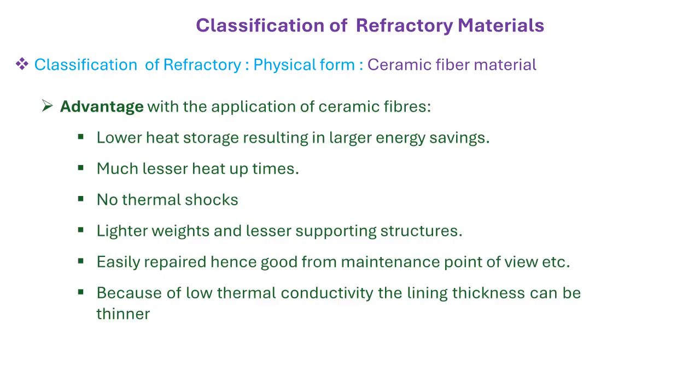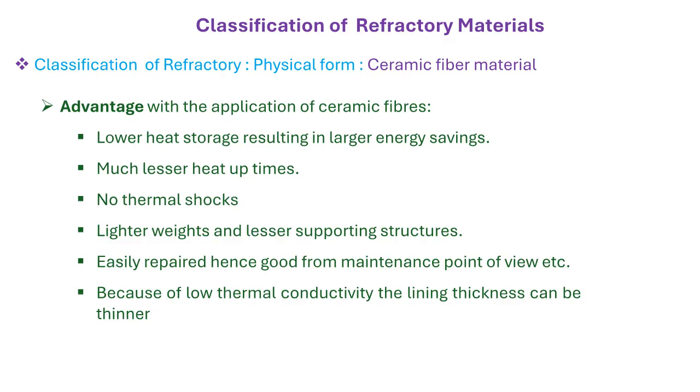First advantage: lower heat storage. Ceramic fibers don't hold as much heat as dense refractories. This means furnaces heat up faster and use less energy, leading to significant savings over time. Second advantage: shorter heat-up times. Because they store less heat, furnaces reach operating temperature much more quickly. For batch operations or frequent start-stops, this saves both time and energy.